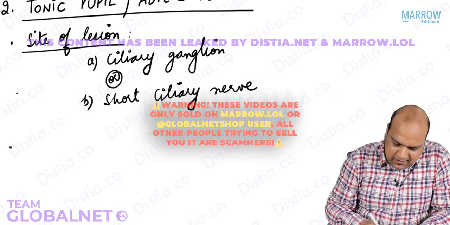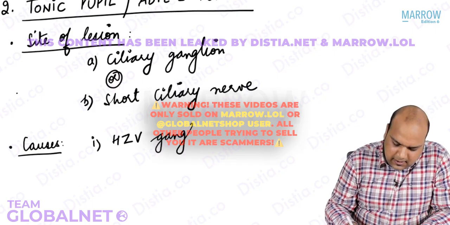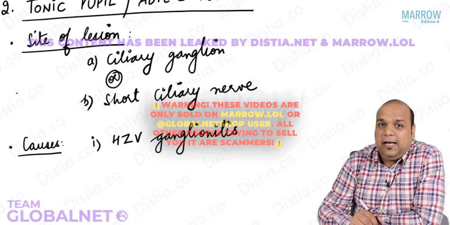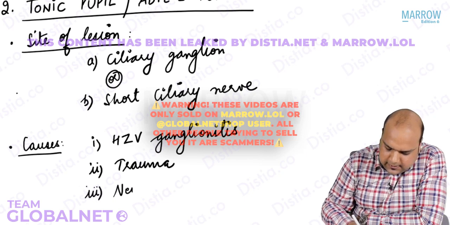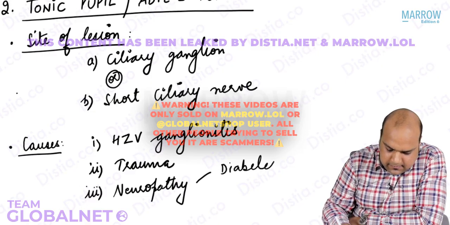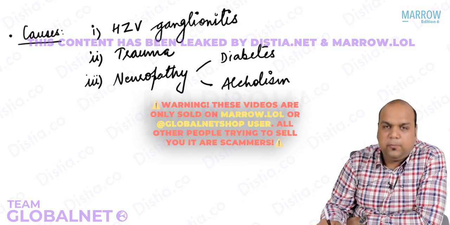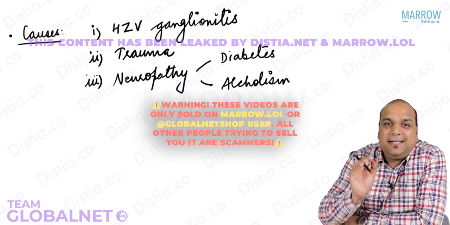Okay. Now, what are the causes for this? The causes are, number one, herpes zoster virus ganglionitis. Herpes virus has a propensity of becoming dormant in ganglions, yes or no? Secondly, trauma, orbital trauma. And thirdly, neuropathy due to diseases like diabetes or alcoholism. Peripheral neuropathy, autonomic neuropathy, everybody. So these are the important causes of a case of tonic pupil, also known as Adie's pupil.